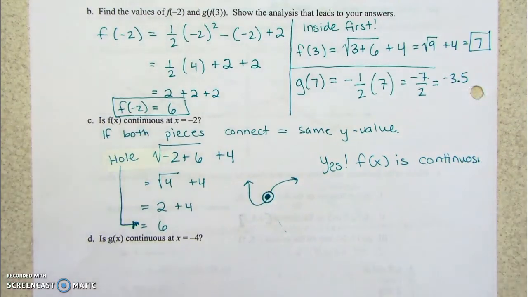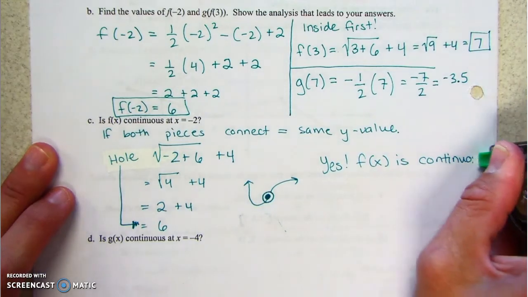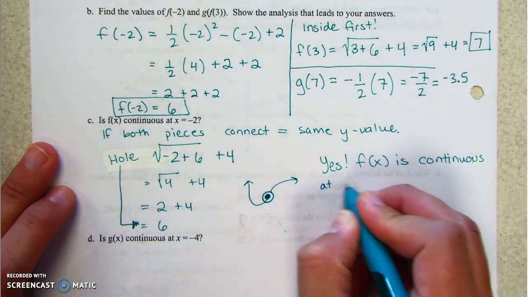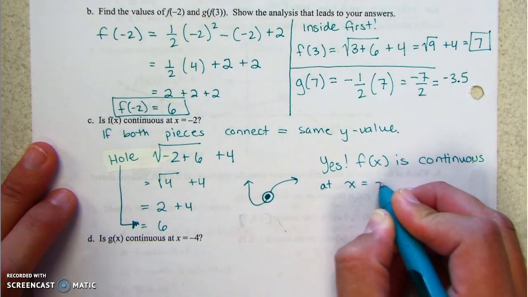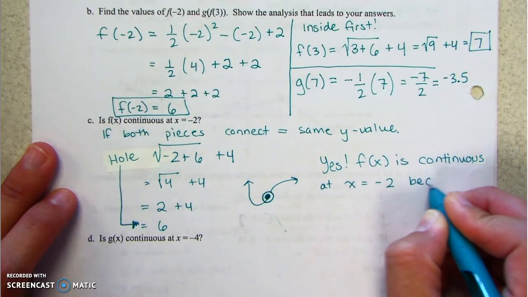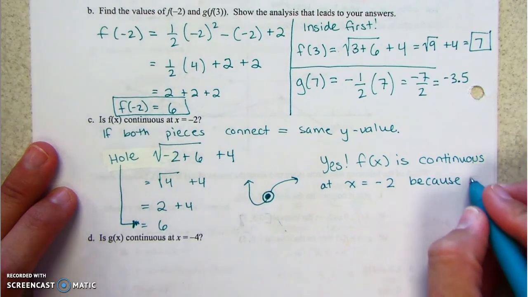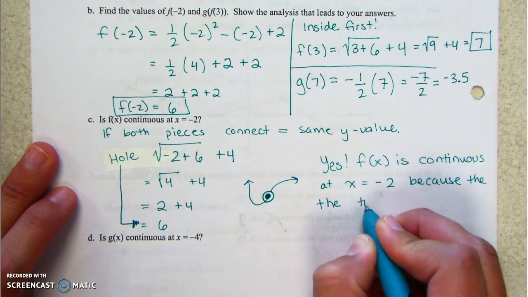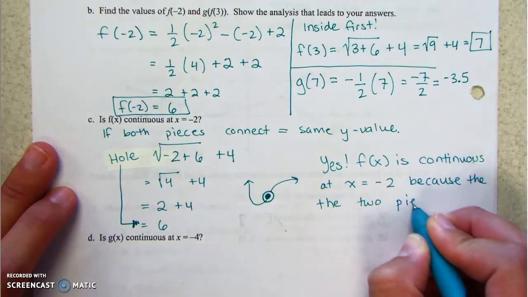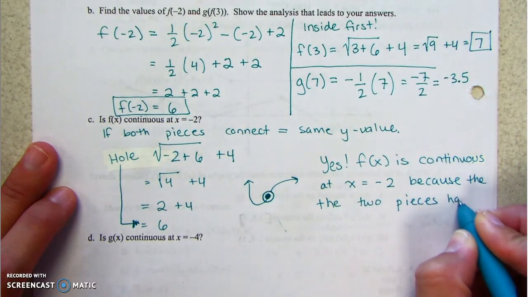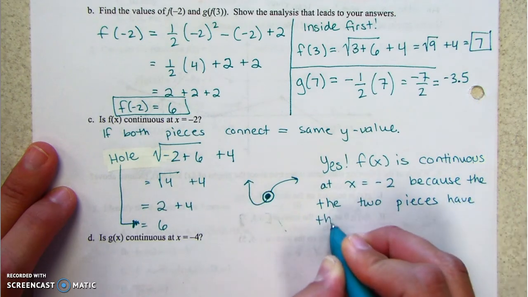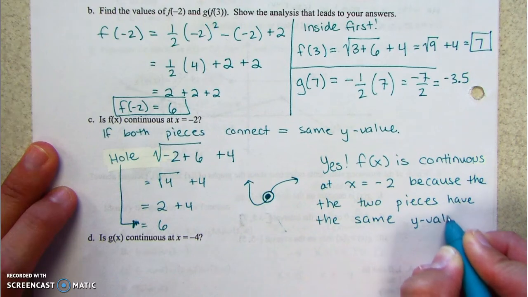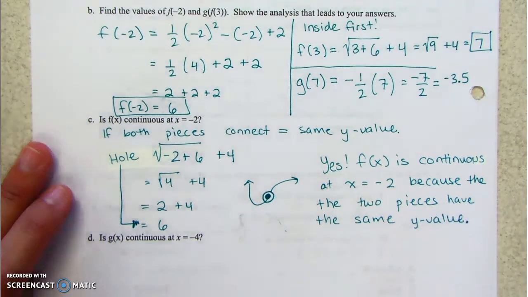I feel like I did something wrong. F is continuous at x equals -2 because the two pieces have the same y value. Ta-da!